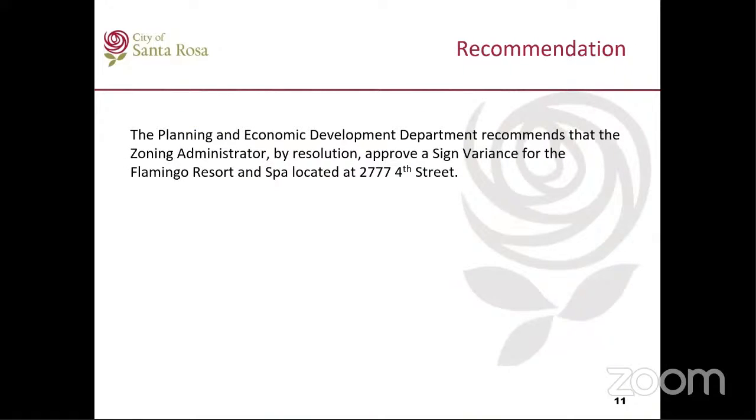So with that, the Planning and Economic Development Department recommends that the zoning administrator by resolution approve a sign variance for the Flamingo Resort and Spa located at 2777 4th Street, mostly because strict compliance with the sign ordinance would not allow the best ease of transportation for both patrons and delivery staff to navigate the hotel in a safe manner. It's caused confusion.